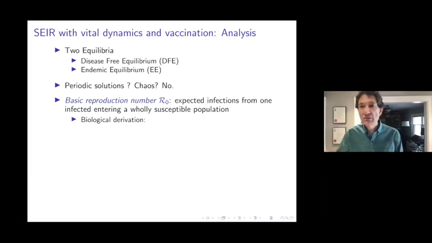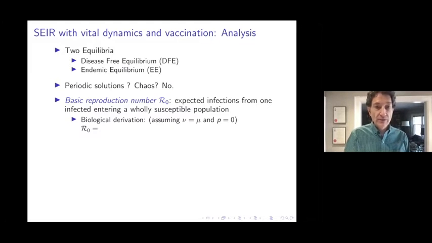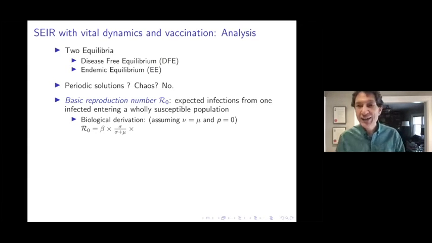So how do we find R0? Well, biologically, we can just think in terms of the meaning that I just described and relate it to the parameters. So if we assume for simplicity, which I will for the moment, that the birth and death rates are the same and that there's no vaccination, then R0 is going to be the rate at which transmission occurs times the probability that you actually survive the latent period.